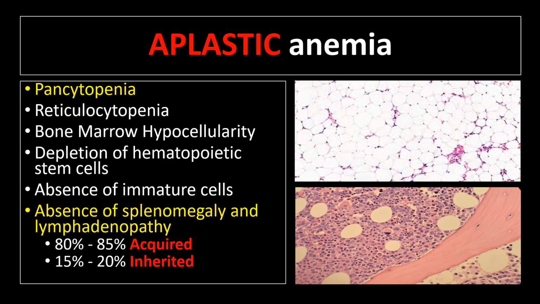We have bone marrow hypocellularity, meaning there is decreased level of hematopoietic tissues, and then also depletion of hematopoietic stem cells or precursor cells, and there would be absence of immature cells, since there is depletion of stem cells. Another unique characteristic of aplastic anemia is the absence of splenomegaly and lymphadenopathy. So basically, aplastic anemia is divided into two, in which the most common one is the acquired type aplastic anemia, comprising 80 to 85%, and 15 to 20% would be inherited type aplastic anemia.